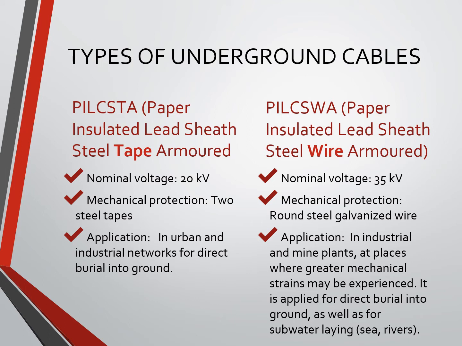Okay, we discuss a little bit more on the paper insulated lead. So for the tape one, the normal voltage is only 20 kilovolt, but for wire it is much higher, 35 kilovolt. And then for the mechanical protection, for tape it is two steel tapes, but for wire it is round steel galvanized wire. Okay, application for tape is used in urban and industrial network for direct burial into ground. For steel wire armor, in industrial and mine plant, where the greater mechanical strain may be experienced. It also applies to underground as well as for subwater laying in sea or river.